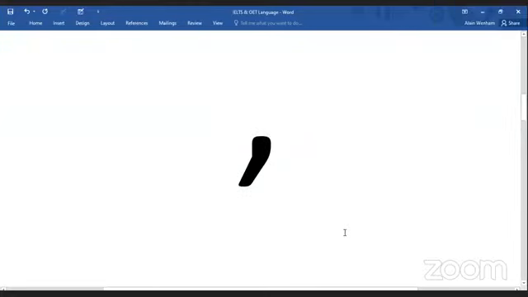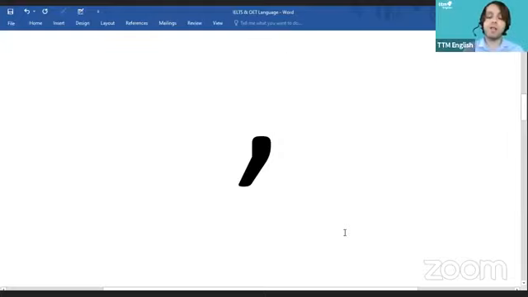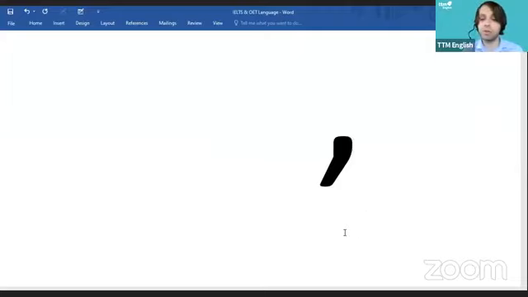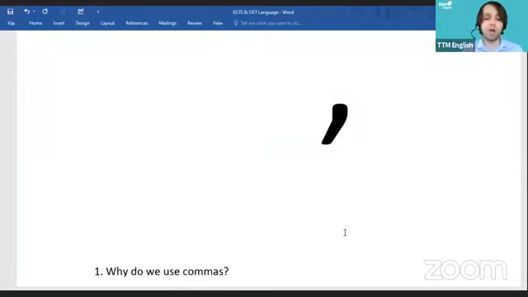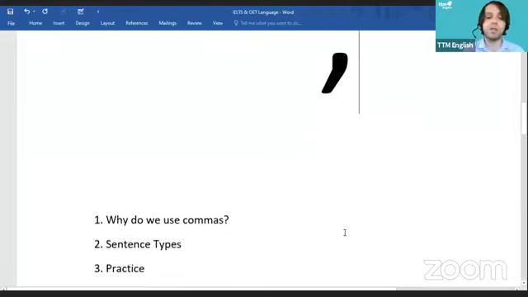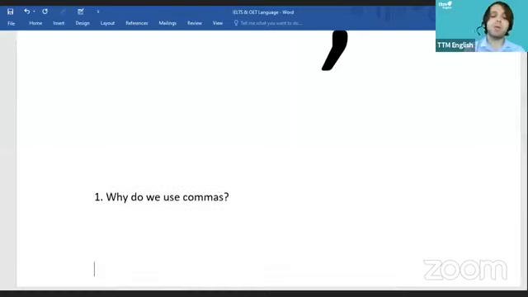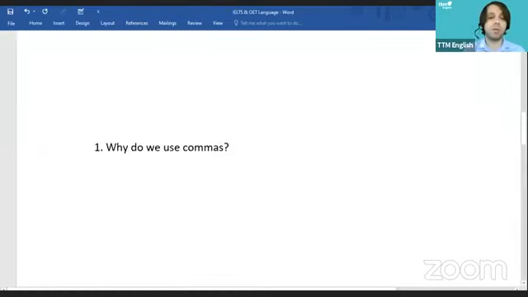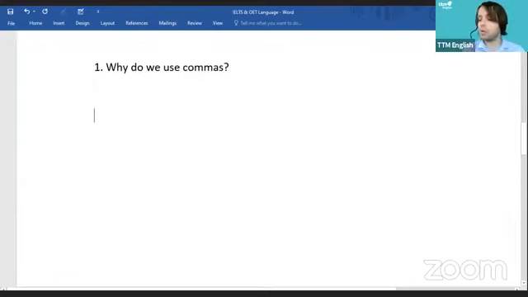Comma. And this is what we're studying today. We're studying the comma, okay? The comma is a piece of punctuation, right? It's probably the most common piece of punctuation that we use, okay? And we're going to start the class by simply asking, why do we use commas? Alexandra, there's more than one reason for using a comma. Can you tell me some of the reasons why?